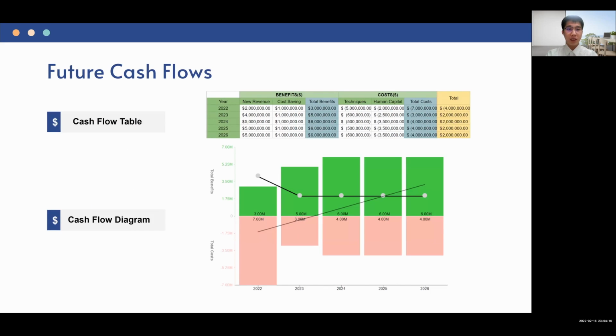Then let's move to the cash flow. The cash flow of this program in the next 5 years is shown in this table. In this table, all of the items we mentioned in the last several slides are involved. These values are approximate values, predicted based on the market scale of Doctor Anywhere and the development expectation of this program.